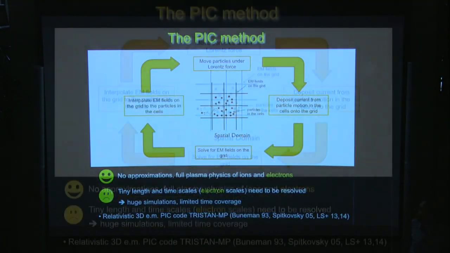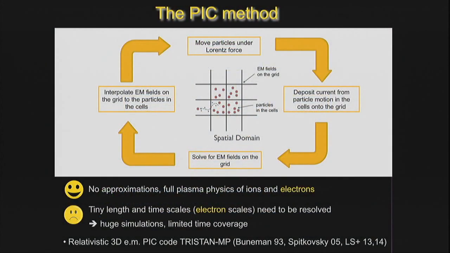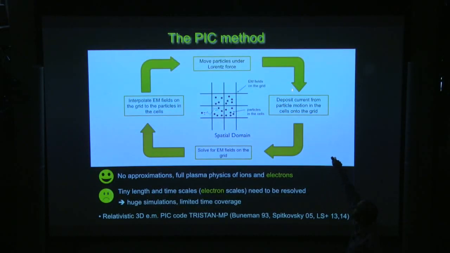In order to do this, we resort to first principles methods. The particle-in-cell method is a very fundamental method of plasma physics. It basically relies only on Maxwell's equations and the Lorentz force. The particles are moved by the Lorentz force. They deposit their currents on the grid. On the grid, we solve for Maxwell's equations, and the electromagnetic fields are used to push the particles around. So nothing more fundamental than that. On the other hand, the simulations are often constrained to small scales, so one needs to do a careful extrapolation to the astrophysically relevant scales.